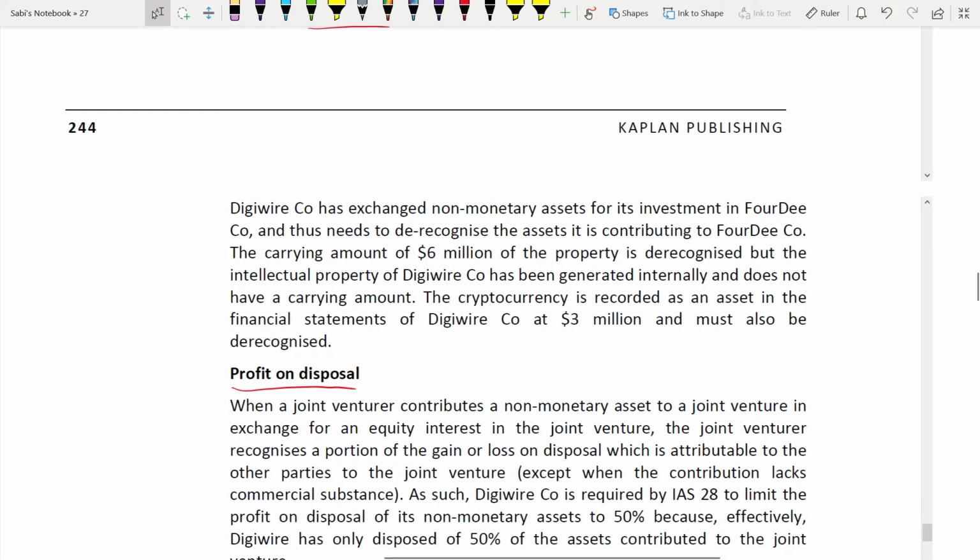So Digiwire has exchanged a non-monetary asset. What did it exchange? A non-monetary asset. Is it monetary or is it non-monetary? It matters a lot. So it's a non-monetary asset for its investment in 4D, and thus they need to derecognize the asset. It is contributing to 4D company. What is the carrying amount? 6 million of the property.